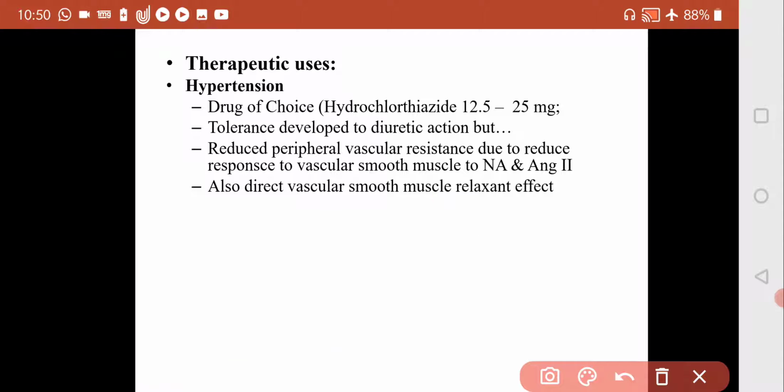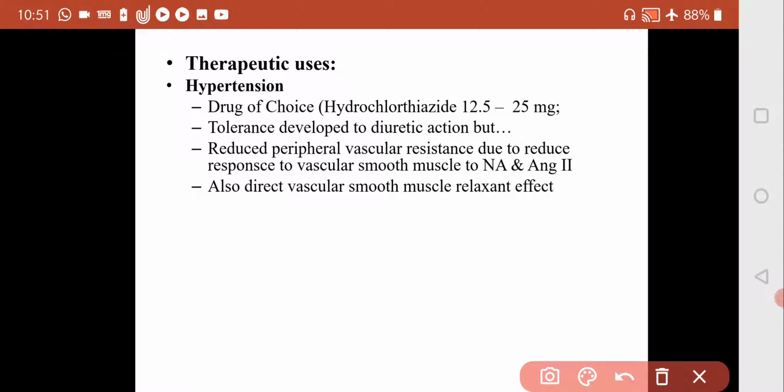So why is it useful as a drug of choice, particularly hydrochlorothiazide in the lower dose of 12.5 to 25 milligrams? If we give this, there is also a diuretic action, but after some time tolerance develops to the diuretic action. But there is reduced peripheral vascular resistance due to the reduced response of the vascular smooth muscle to noradrenaline and angiotensin 2. And there is also possibly a direct vascular smooth muscle relaxant effect.